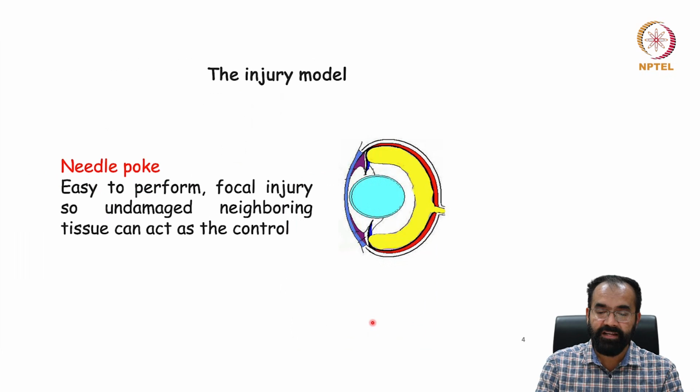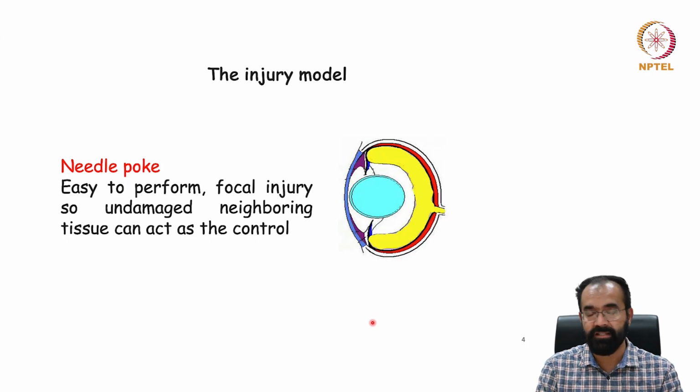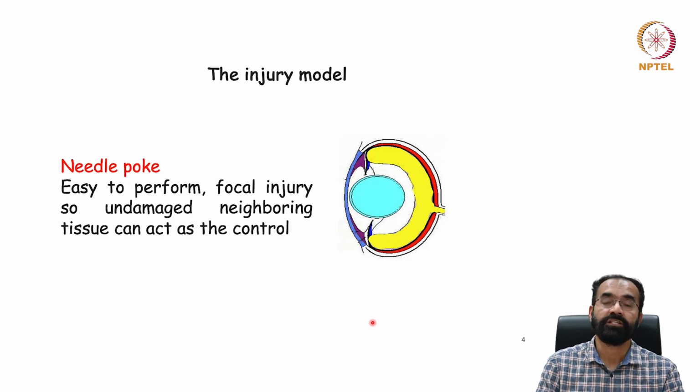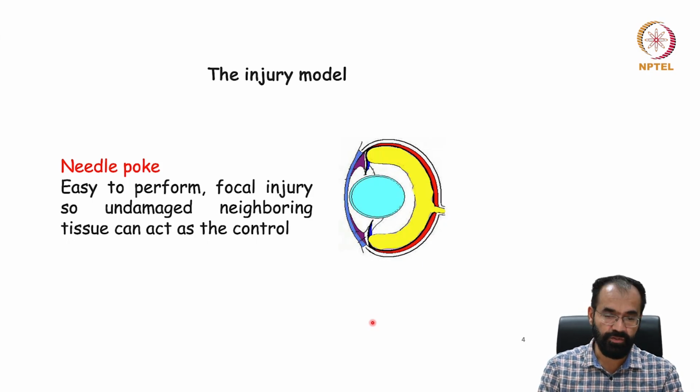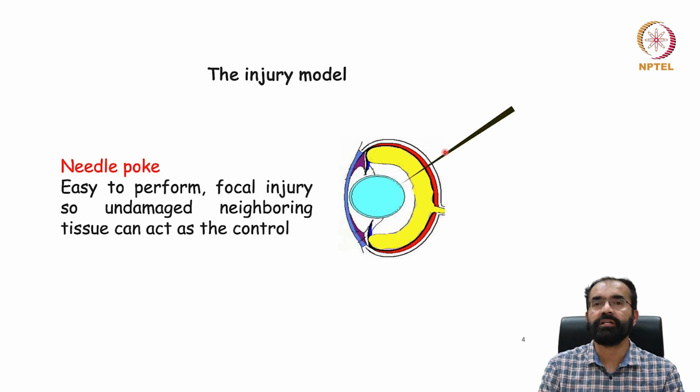There are different ways in which you can create damage in the eye, and the injury model can vary, but the regeneration has to happen in the retina no matter what method you use to injure it. In our lab and a lot of other labs, we use mechanical injury, called a needle poke. We use a 30 gauge needle from the back of the eye, and it creates a hole in the retina. We usually give one poke per quadrant, and this is called the needle poke method of injury. And it's a focal injury.